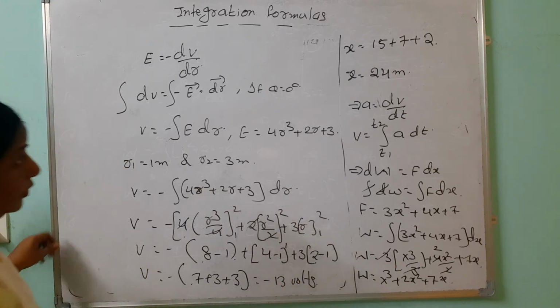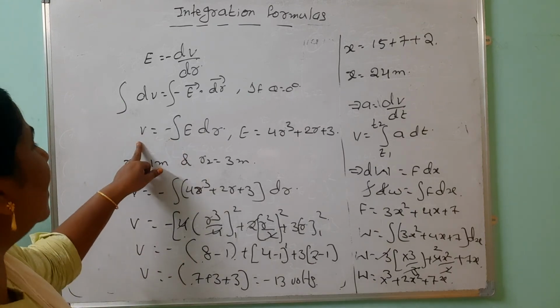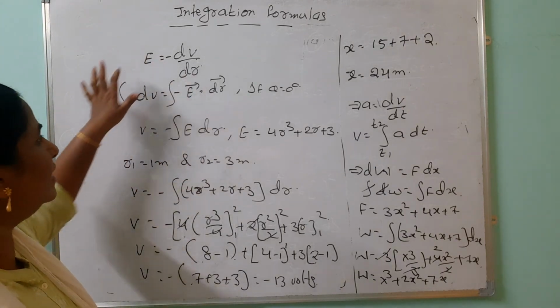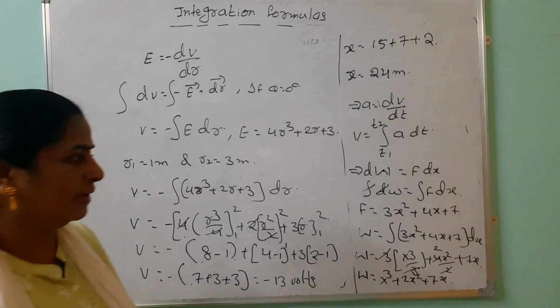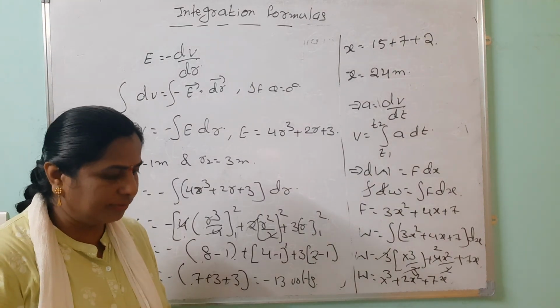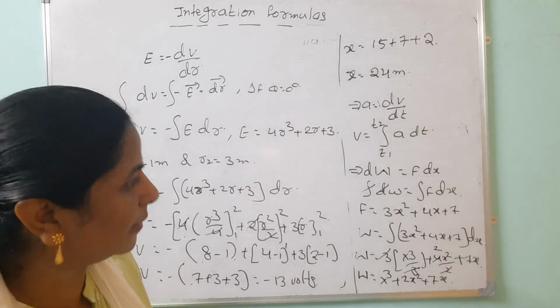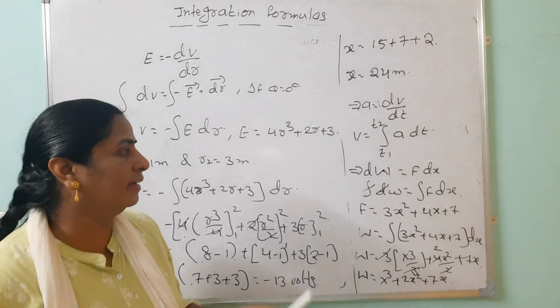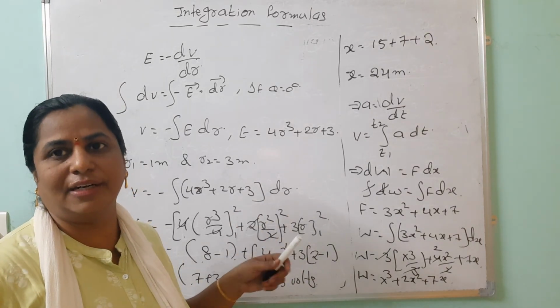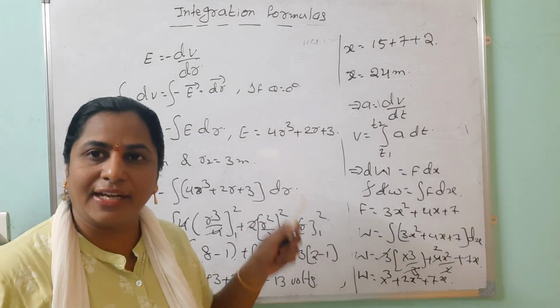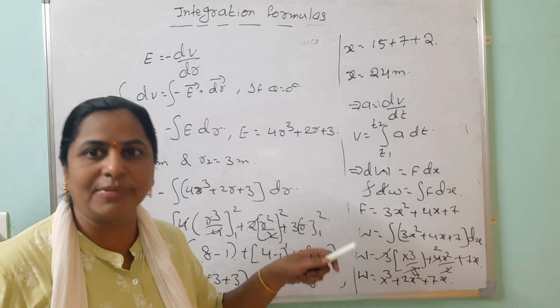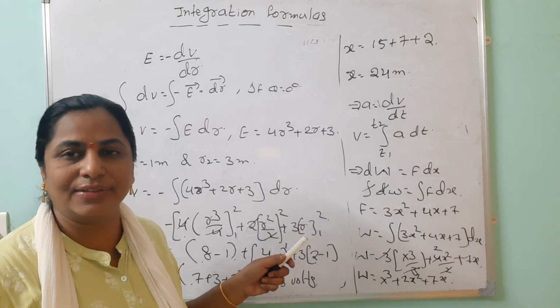Like that, if you know the intensity, we can find the electric potential with the help of the integration concept. So in most cases we use this. In the case of electric potential, in the case of intensity, from velocity to displacement: when you know the acceleration, we can find the velocity. From the velocity we can find the displacement also.